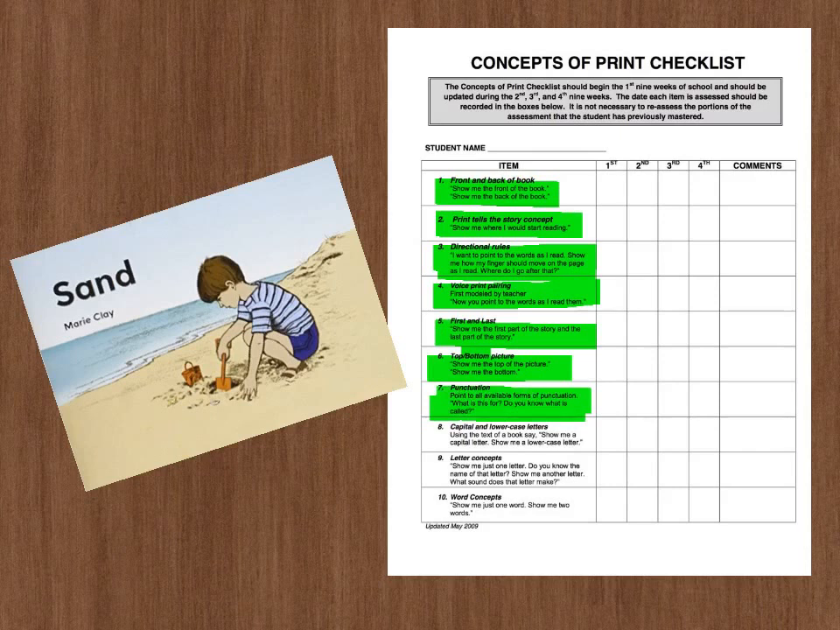To assess capital and lowercase letters, we will use the text in the book and say, show me a capital letter, show me a lowercase letter. To assess letter concepts, we would ask the boys and girls to show me just one letter. Do you know the name of the letter? Show me another letter. What sound does that letter make? And last, to show the difference between letters and words, we would ask the boys and girls, show me just one word. Now show me 2 words. By following this specific guideline, we can assess the 10 concepts of print to know when our readers are ready.